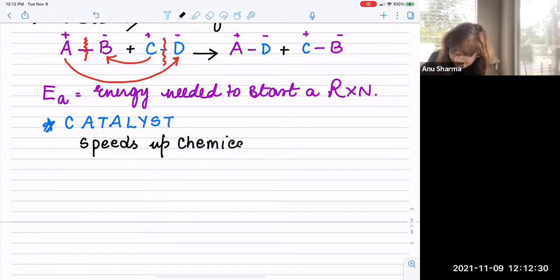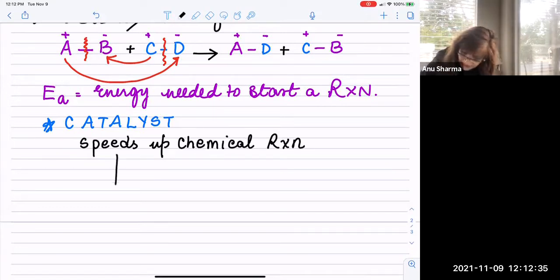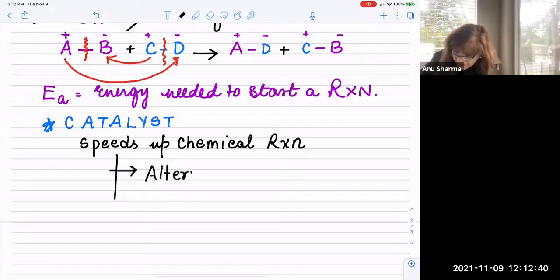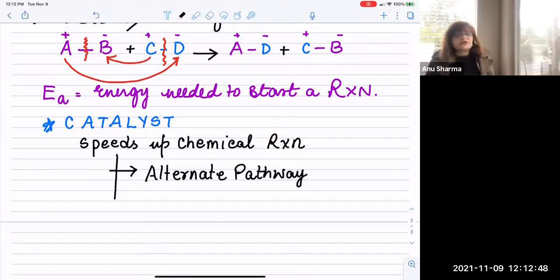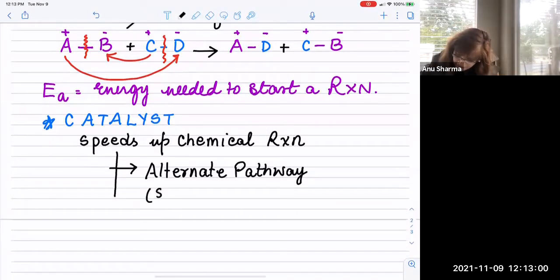How? It speeds up the chemical reaction by different ways. First of all, by providing alternate pathways. A reaction is going by XYZ method, and the catalysts will speed up the chemical reaction by reducing that pathway, by providing a shortcut. So, okay, alternate pathways mean a shortcut. So that's how you could speed up the chemical reaction, okay?